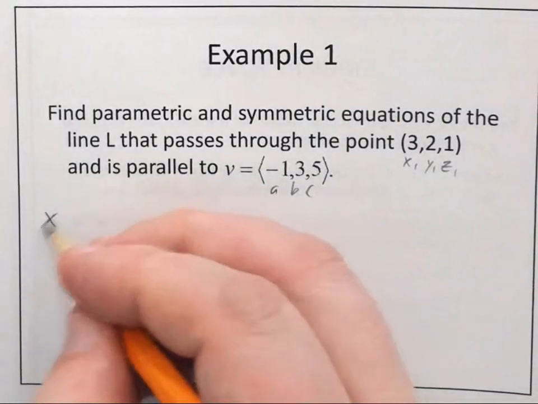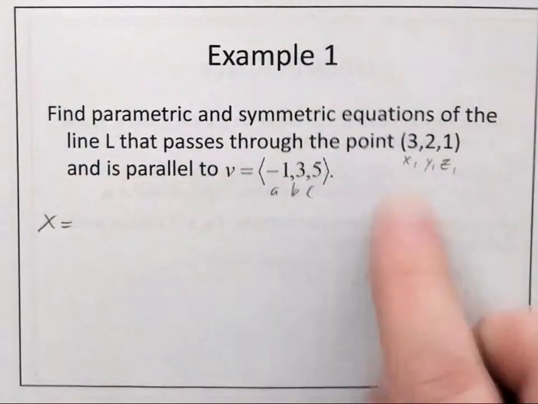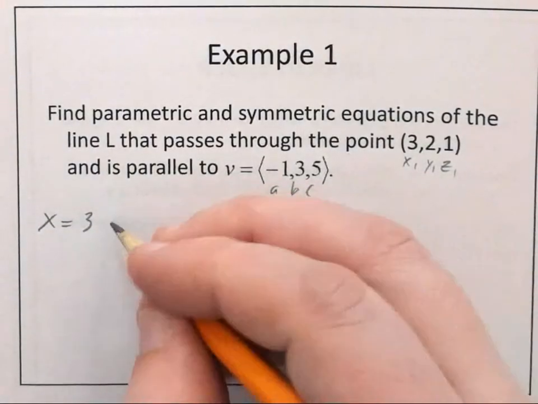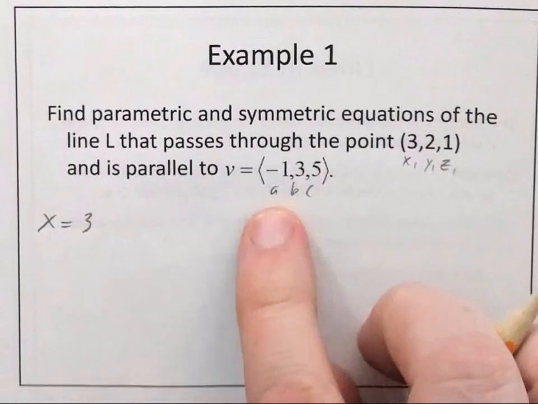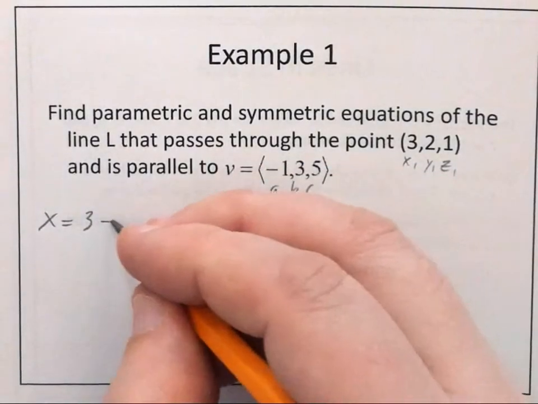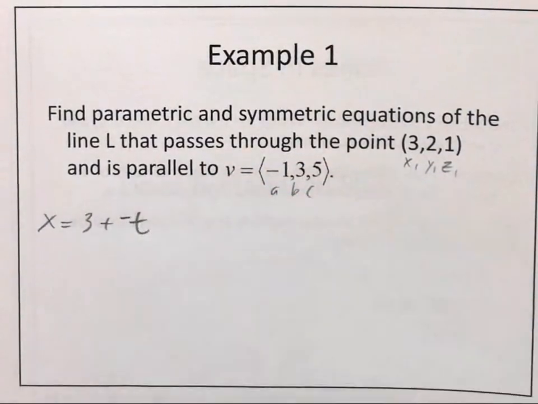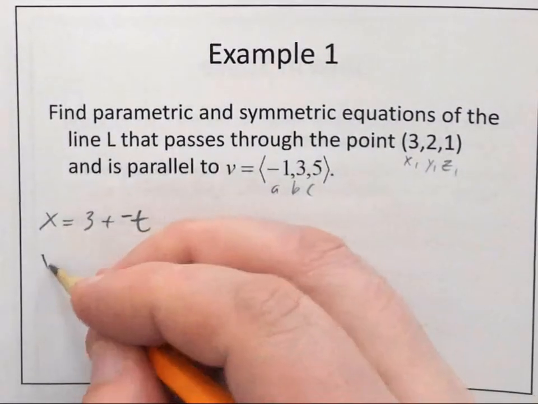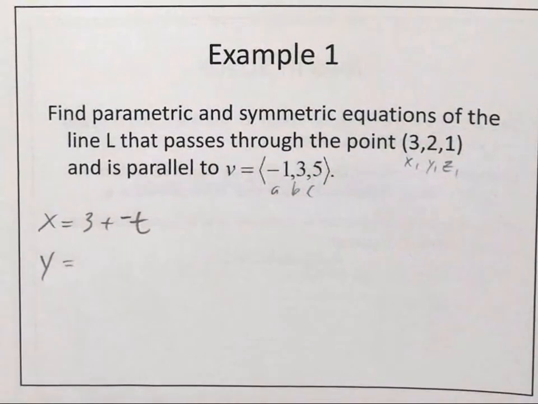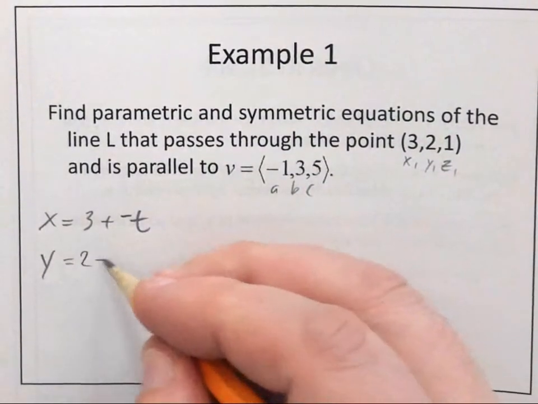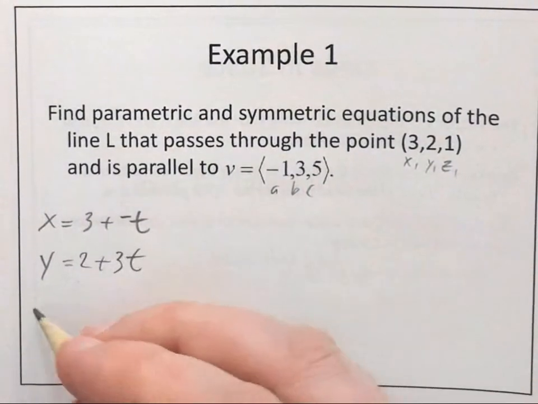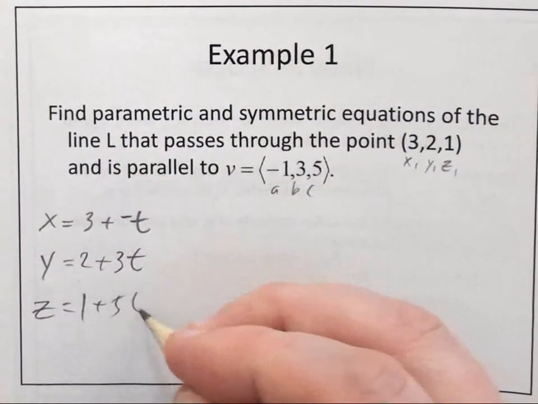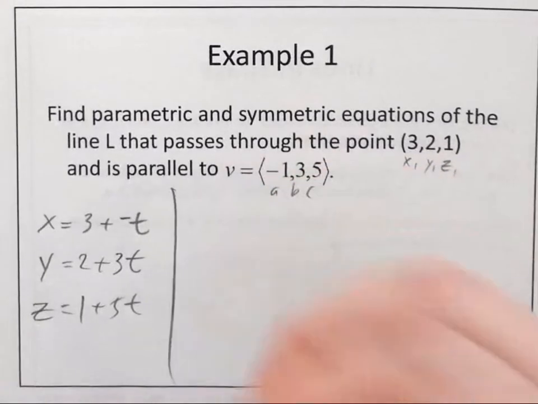So if I want the equation for x, I'm just going to take the x1 value and then add to it this negative times the t, or 3 minus t. What would your y value look like? 2 plus 3t. What about your z value? 1 plus 5t. There's your parametric equations.